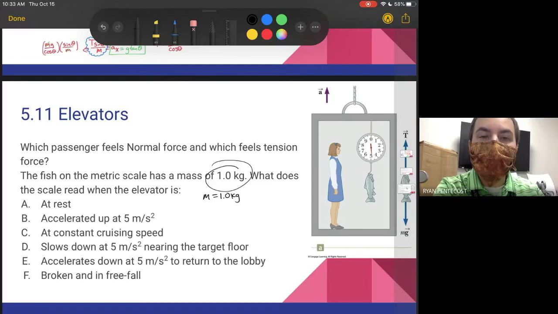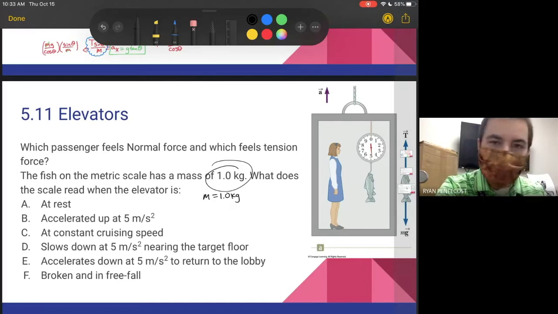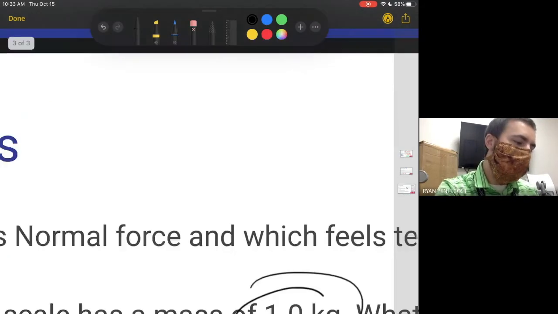The elevator breaks and is in free fall. So I hope this doesn't give you anxiety, but we're going to work through these problems step by step. So first, it asks what the scale reads. So let's talk about this scale, right?